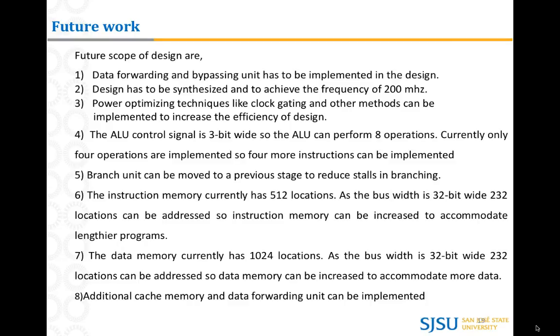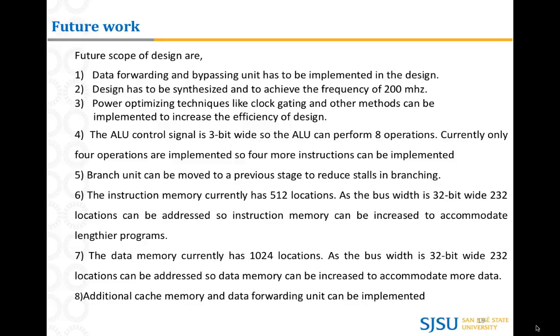The future scope of the design: the main thing is that the data forwarding and bypassing unit has to be implemented in this design, and the design has to be synthesized to achieve a frequency of 200 megahertz. Power optimization techniques, like clock gating and other methods, can be implemented to increase the efficiency of the design. The ALU control signal is 3 bits wide, so the ALU can perform 8 operations. Currently only 4 operations are implemented, so 4 more instructions can be implemented.